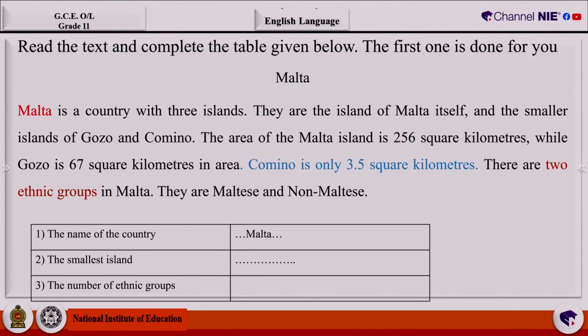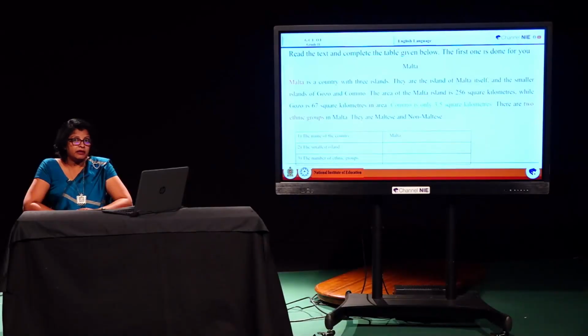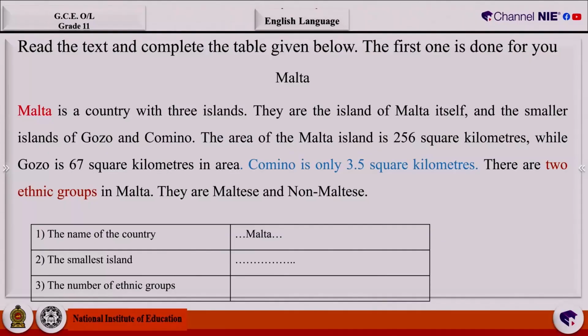So let's go to the second question. The smallest island. We have to read the second part. The square kilometers for each island is given and we have to guess the smallest island. So that is in the second part of the paragraph. And we understand that the smallest island is Gozo or Comino. What is the answer? Gozo 67 square kilometers, Comino 3.5 square kilometers. By comparing these two, we understand the smallest island is Comino. What is the third question? The number of ethnic groups. The answer is just below that.